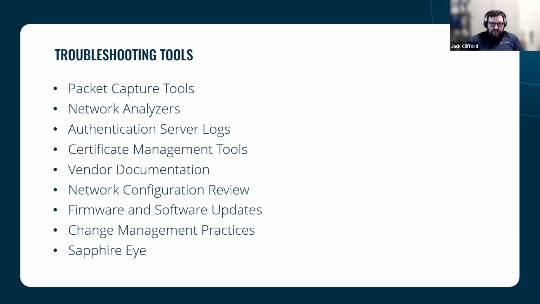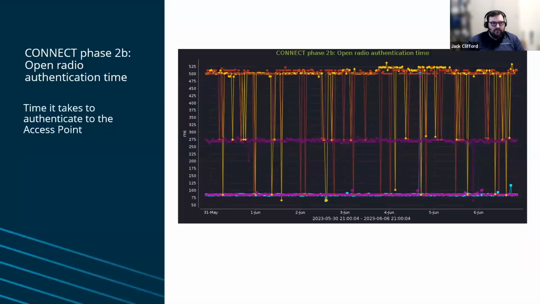Another great tool is, like I said, the Sapphire Eye that we offer. And I'm going to dive into some KPIs as well. So the Sapphire Eye will authenticate to your Wi-Fi using whatever EAP method you're using. So if it's certificates, we can load certificates onto the Eye and have it authenticate, as well as using usernames and passwords. And we verify connectivity as well.